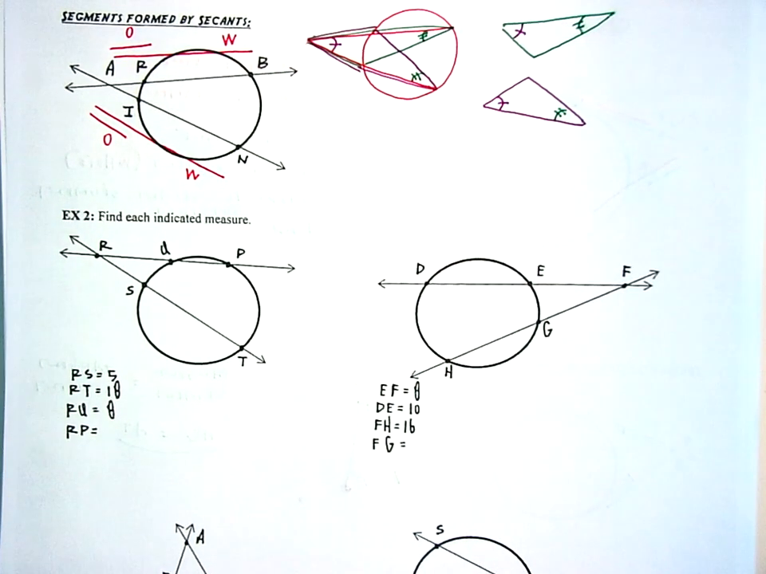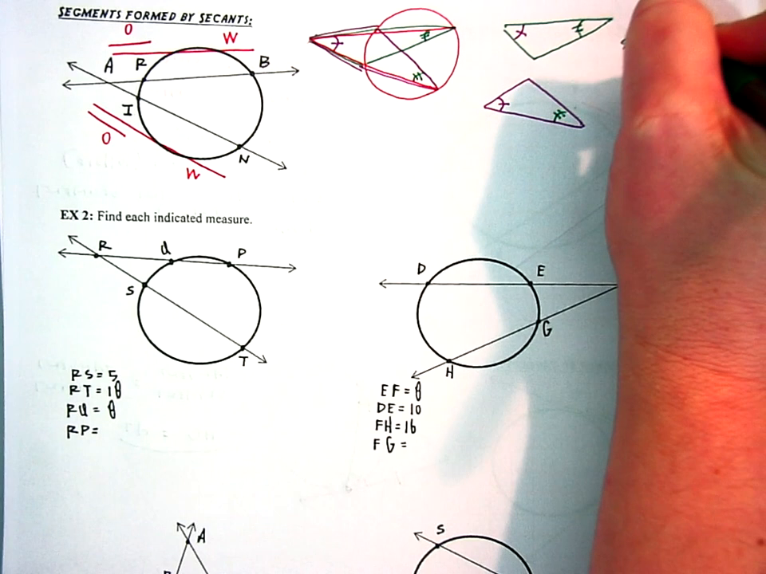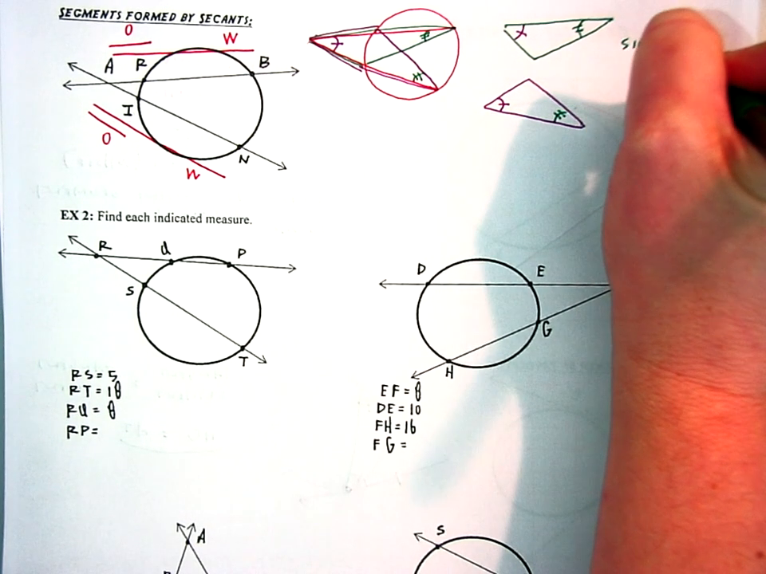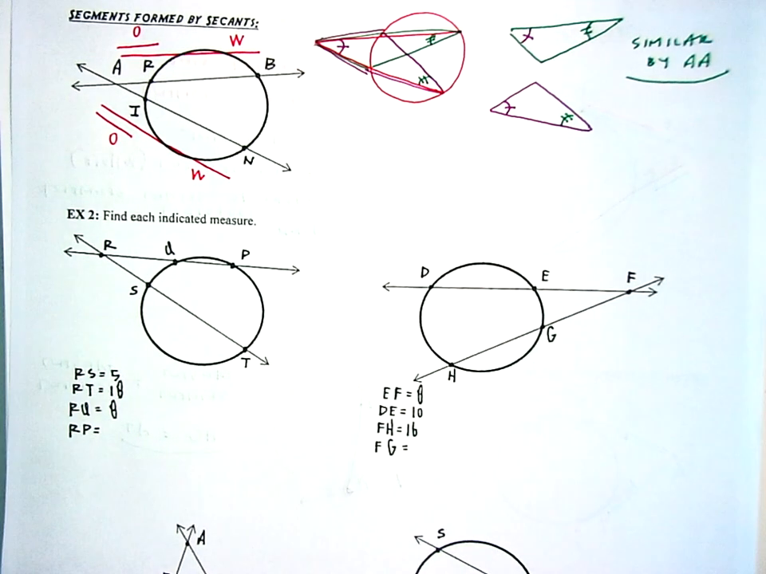So what we should see right now is that these are two triangles. They're similar by AA, similar by angle, angle. And remember what it means to be similar. It means that they're going to have the same shape, but different sizes. All of their corresponding angles are going to match perfectly, but their corresponding sides are going to be proportional.